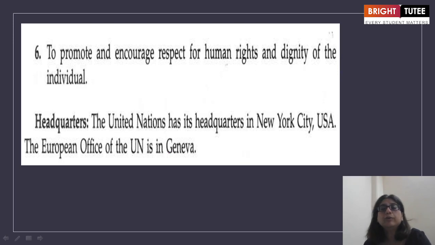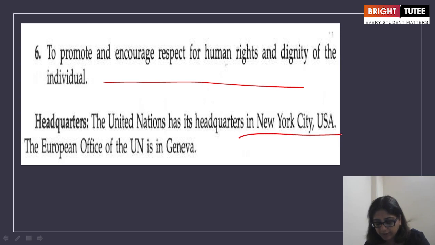It is also to promote and encourage respect for human rights and the dignity of the individual. And the headquarters of the United Nations is in New York City, USA, and the European office of the United Nations is in Geneva.